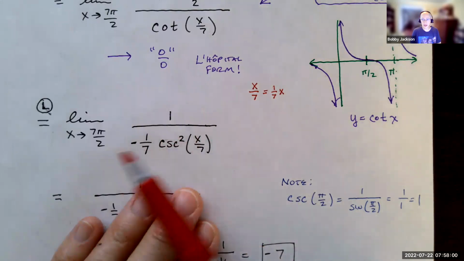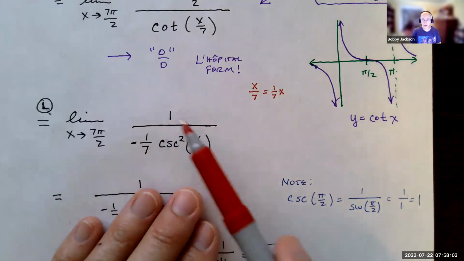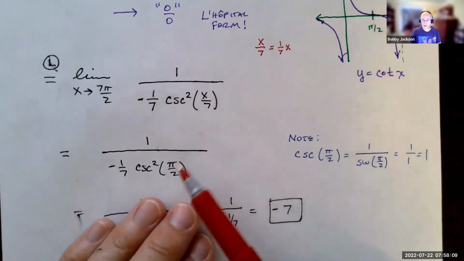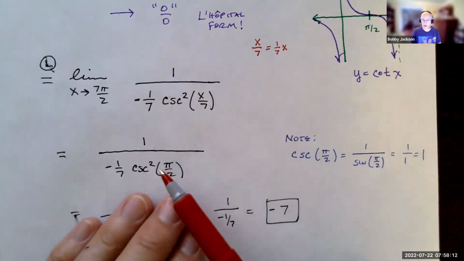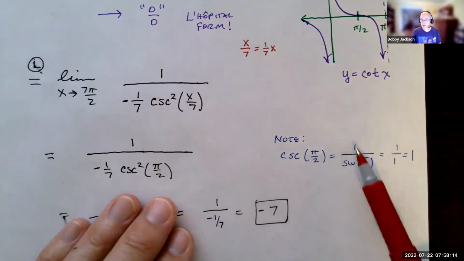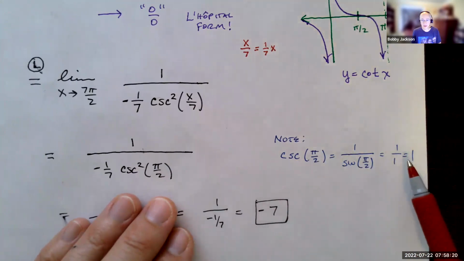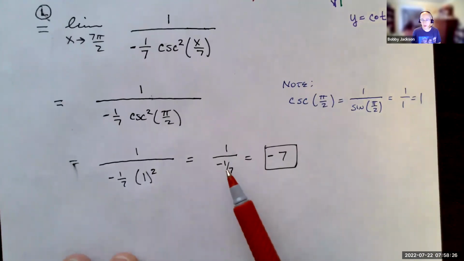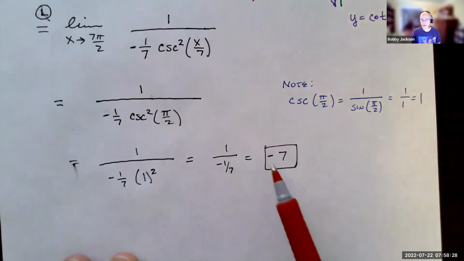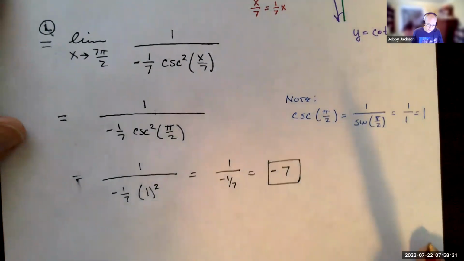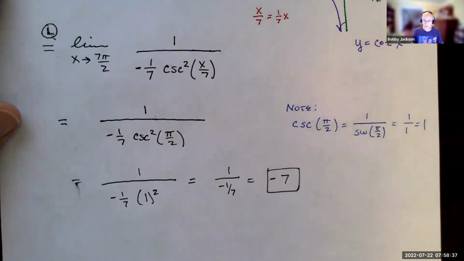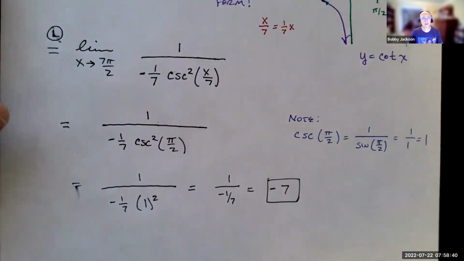All right. Turns out this now is a determinate form. If I plug in 7π/2 directly, of course, 7π/2 divided by 7 becomes π/2. And the cosecant of π/2, remember, cosecant is 1 over sine, is 1 over sine of π/2. Sine of π/2 is 1. So cosecant of π/2 is 1. And so this becomes 1 divided by 1 times negative 1/7, which is negative 7. So there is the limit of this function. Okay, hope this helps with this example using L'Hopital's rule.